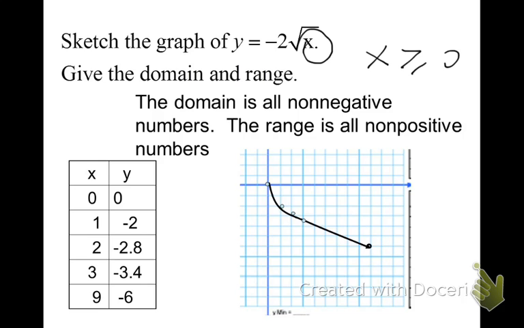And I'm going to find my range by looking at where the range is going here. The range is the y values, so my range is starting at 0 and it's going down. And it looks to me like it's going to continue all the way down to negative infinity. So my domain is going to be x is greater than or equal to 0, and my range is going to be from 0 to negative infinity.